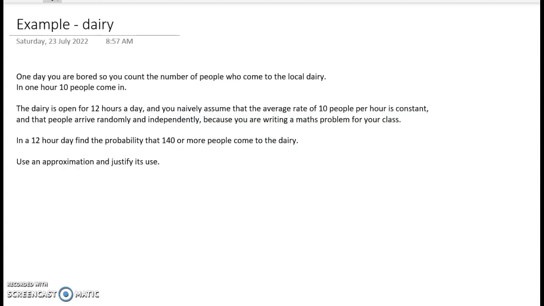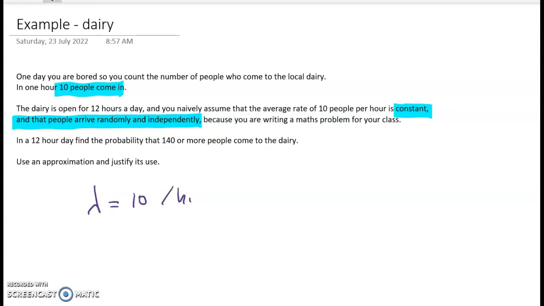The example I've done here is about people going to the local dairy, and it's very simplistic. We assume that in 1 hour, 10 people come in, and we naively assume that the average rate of 10 people per hour coming into the dairy is constant, and that people arrive randomly and independently, because we're just doing a maths problem. So that means we have a Poisson problem. Lambda is equal to 10 per hour. But I've asked you, in a 12-hour day, find the probability that 140 or more people come to the dairy.